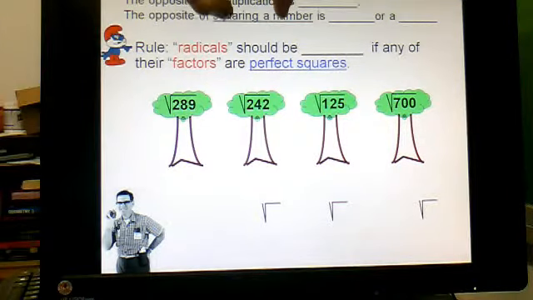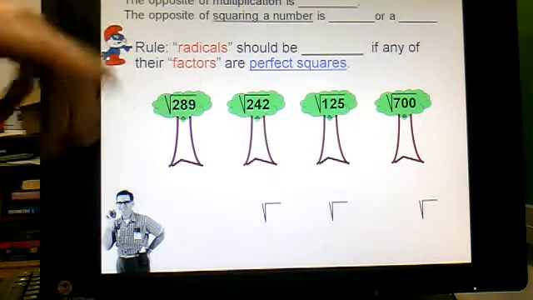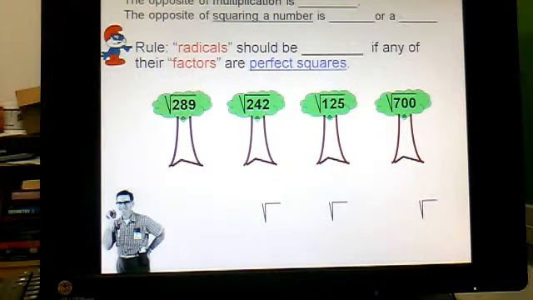So the opposite of squaring a number, the opposite of multiplying a number by itself, is sort of like, and this symbol sort of looks like division, dividing a number by itself to figure it out, sort of. Not exactly, but.